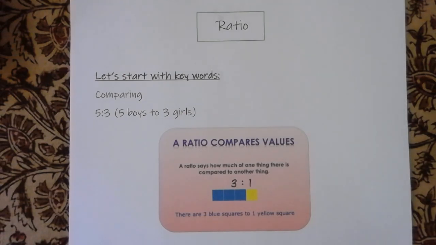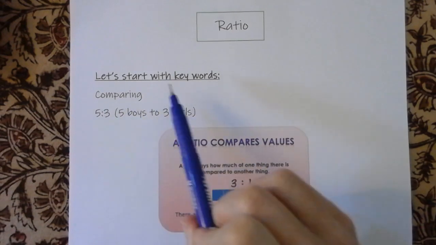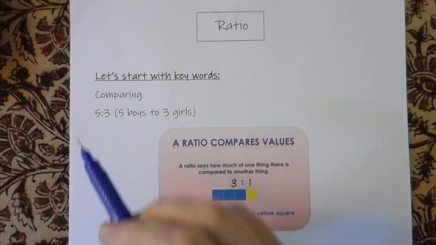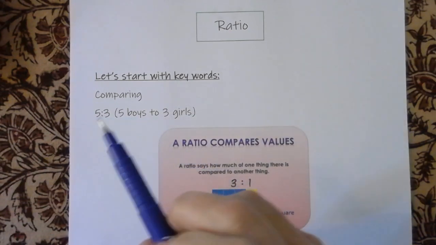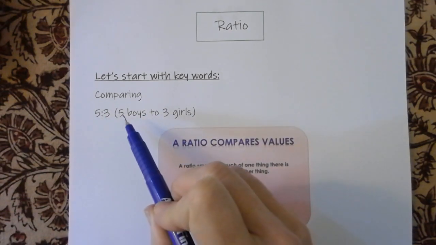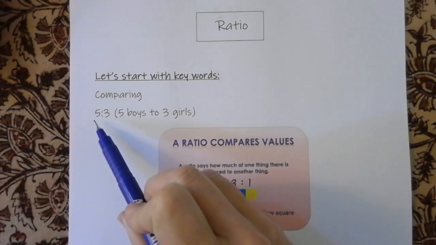Today we're going to look at ratio. Ratio is when we are comparing two values. Okay, so let's just start with the keyword. So it's comparing, and when you write a ratio, it's written like this normally. Okay, so that means that you are comparing 5 to 3.